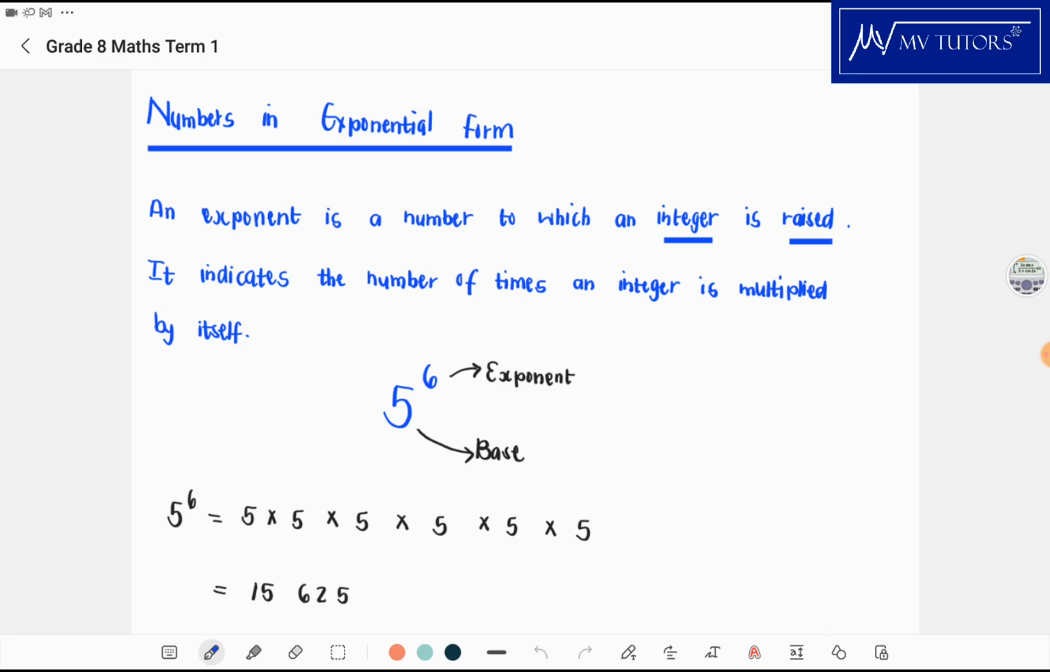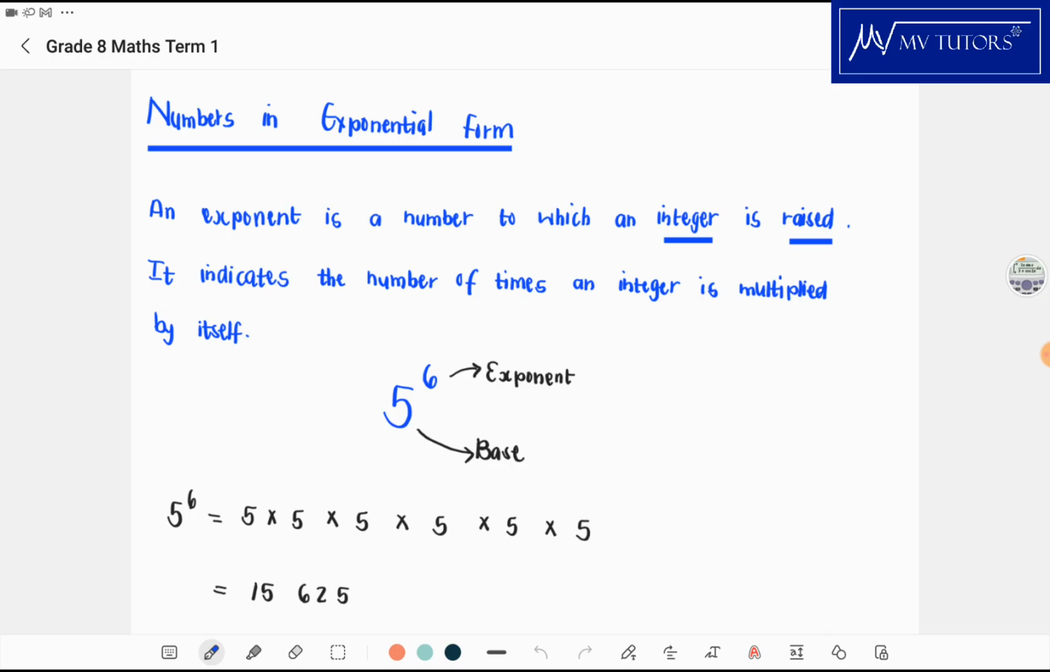So an exponent is a number to which an integer is raised. An integer can be negative 5 to the power 2, for example, and it indicates the number of times an integer is multiplied by itself. So if we say minus 5 to the power 3, it means that the integer minus 5 is multiplied by itself 3 times. So we're going to get minus 5 times minus 5 times minus 5.